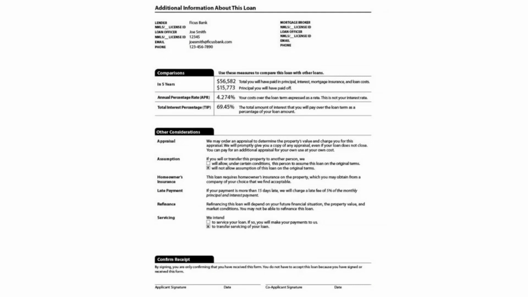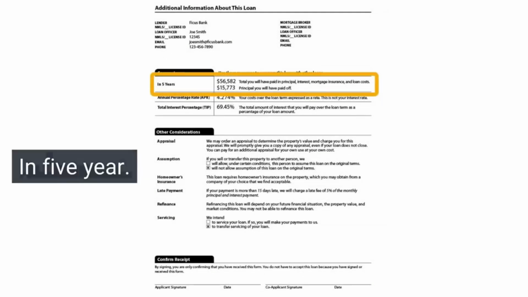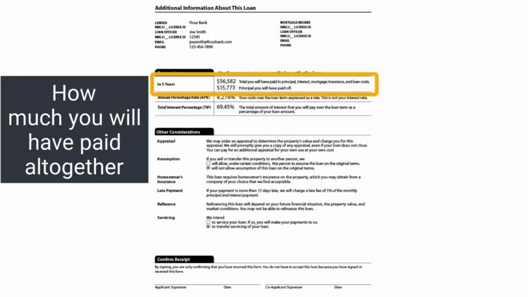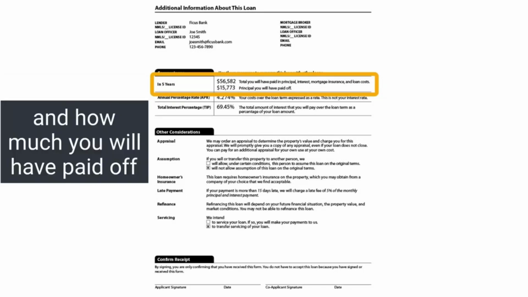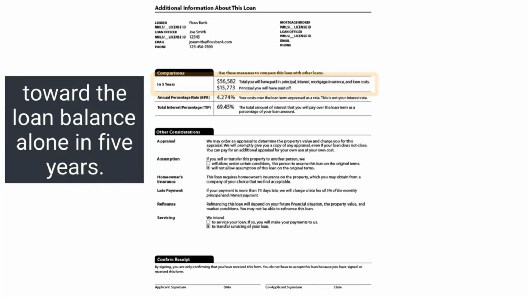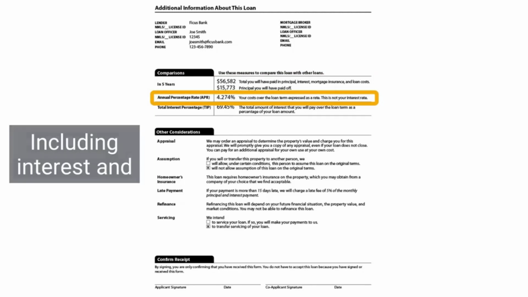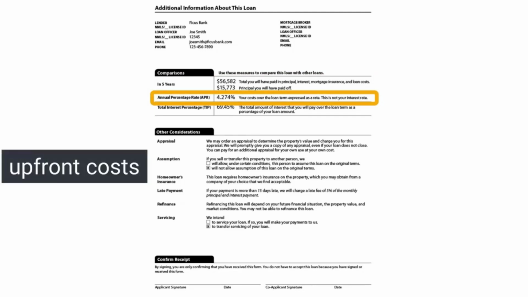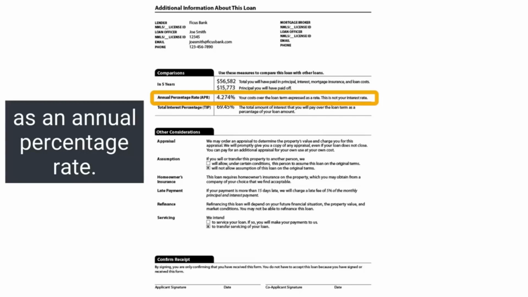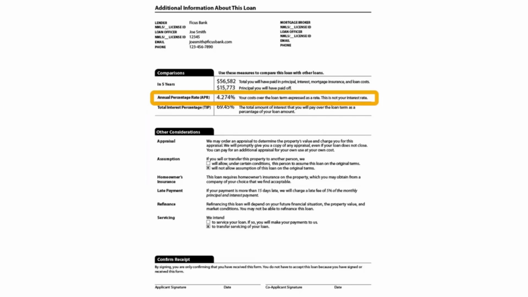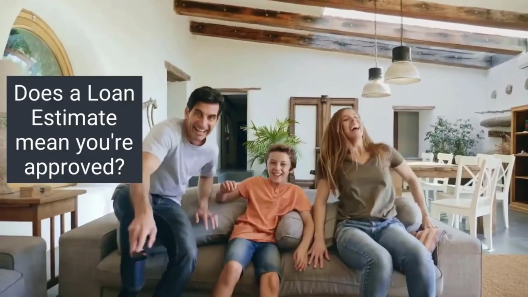Page 3 of the loan estimate has a few more key numbers, such as in 5 years, which shows how much you will have paid altogether and how much you will have paid off toward the loan balance alone in 5 years. APR. The APR represents your total loan costs over the life of the loan, including interest and upfront costs, expressed as an annual percentage rate. Does a loan estimate mean you're approved?